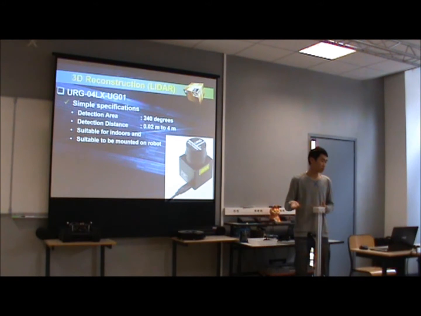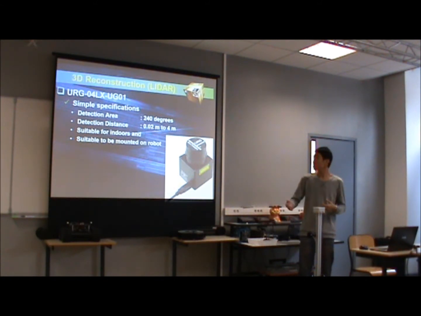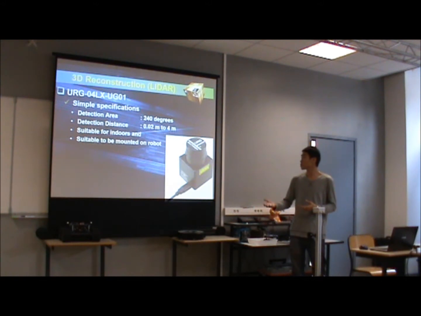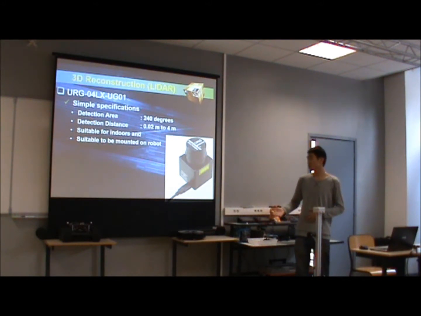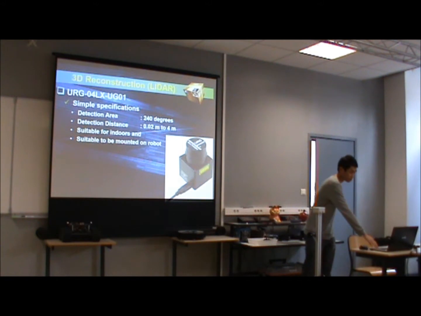The sensor that I'm working on is the URG-04LX-UG01. This is the picture of it. A simple specification: its detection area is 240 degrees and the detection distance is 0.02 meter to 4 meter, and it is mostly suitable for indoors. If you use it outdoors, the specifications might not be that correct. It is very suitable to be mounted on a robot because of its lightness. The weight is very light, and it is considerably cheap and accurate in the sensor field.